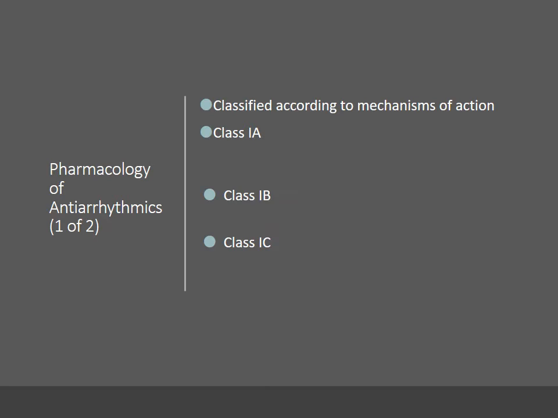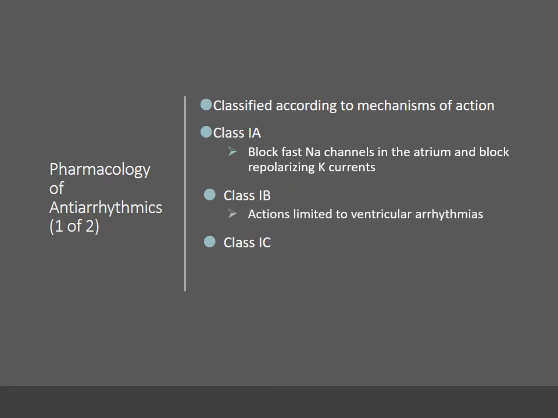Antiarrhythmic agents are classified into groups on the basis of their electrophysiologic action. Class 1 agents depress the inward sodium current and are subdivided further as 1A, 1B, or 1C. 1A blocks fast sodium channels in the atrium and blocks the repolarizing potassium currents.